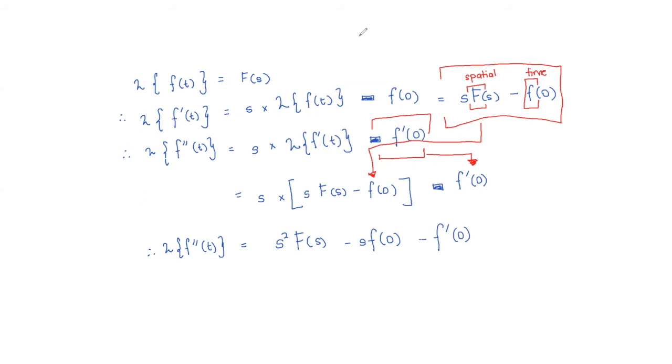Now guys, again I would like to emphasize here that the capital letter F is referring to the function in the spatial domain, which is the Laplace in the spatial domain, whereas the small letter f is referring to the initial value of the function in the time domain, and f prime here is referring to the initial value of the derivative also in the time domain.